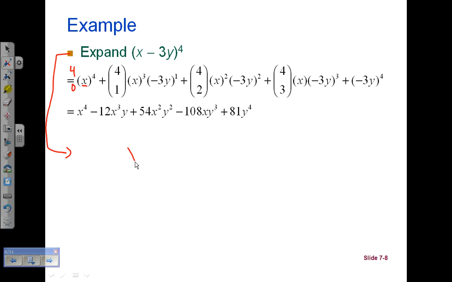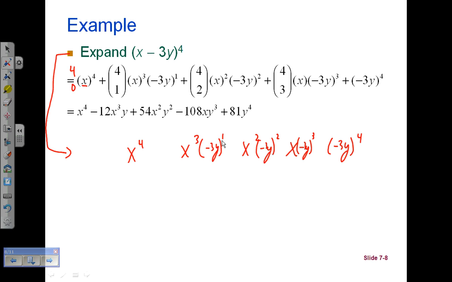I would just take x to the 4th, x cubed, x squared, x to the 1st, and x to the 0, and coming back, you're going to have negative 3y to the 4th, negative 3y cubed, negative 3y squared, negative 3y to the 1st, and then negative 3y to the 0. You can't use just plain old y because we did the negative 3y all the way to the 4th. So this is taking the y spot in my expansion coming back the other way.